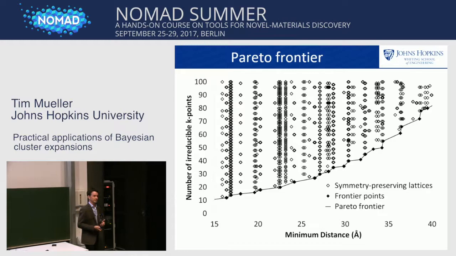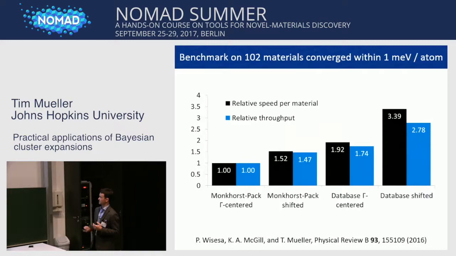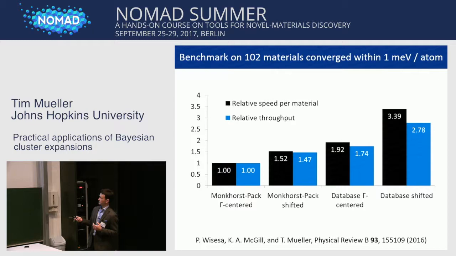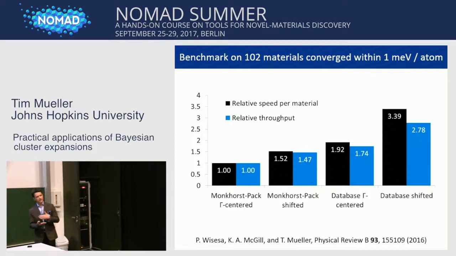We've created a k-point grid database that has over 300,000 different optimal k-point grids in it. And so if you benchmark these k-points, here's all relative to using Monkhorst-Pack gamma-centered grids. You find that whether you're looking at gamma-centered or shifted grids, using the grids from this database compared to more traditional Monkhorst-Pack grids roughly doubles the speed of your calculation. That seems like a nice boost, but if you think about it, that means you're cutting your computational cost in half, or equivalently, you're doubling the throughput of your calculations.